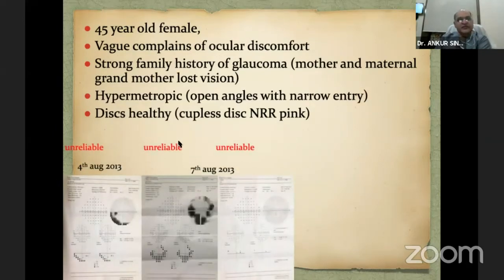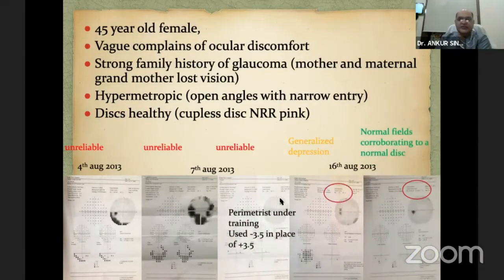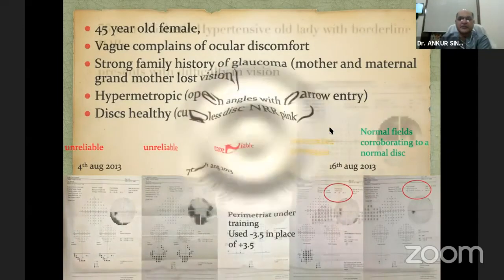And these were the visual fields which were repeated again and again for her. We can see this is an unreliable visual field, these three of them. So we ordered this patient's visual field when they came to us. We had absolutely okay visual fields, but what I was worried about was this generalized depression here. So I checked my perimeter and what they had done: they had put minus 3.5 in place of plus 3.5. When this refractive error was corrected, the fields absolutely went back to normal.